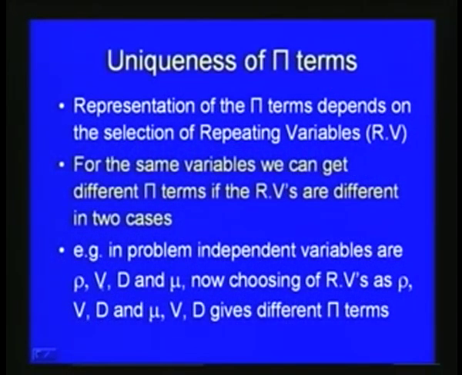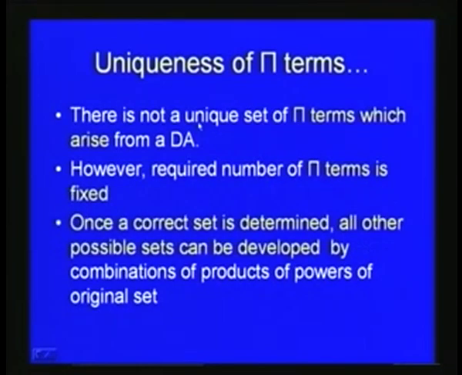Say for example, in a problem the independent variables are rho, the density, v, the velocity, d, the geometric dimension like diameter, length or breadth, and mu, the viscosity. Now choosing the repeating variables, we can use rho V d, or rho and rho V d, which give different pi terms. If we choose rho V d in different ways, it will give different pi terms. So as we can see, there is not a unique set of pi terms which arise from dimensional analysis. In dimensional analysis there is no unique set of pi terms.